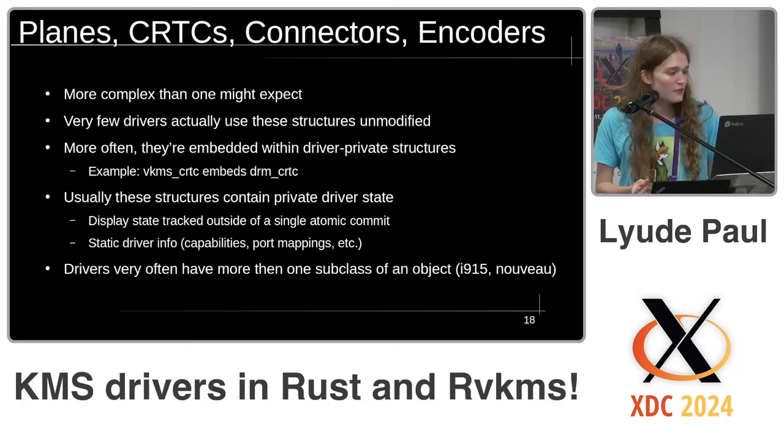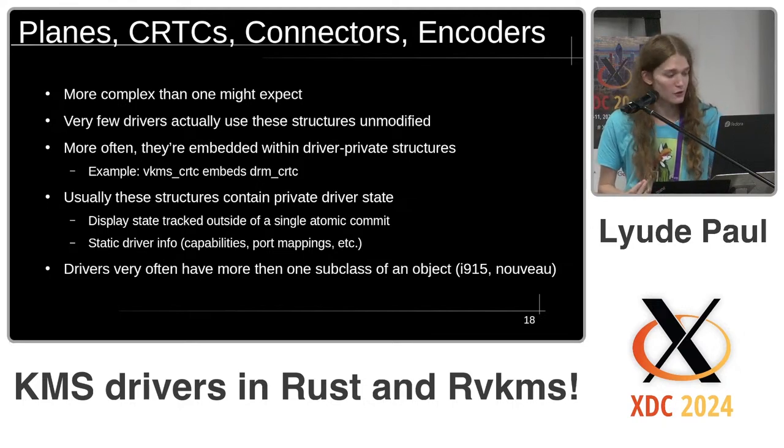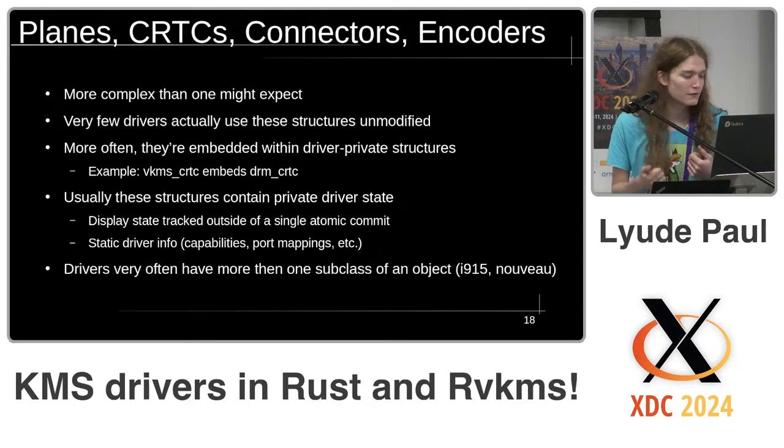Because more often these objects are embedded within driver private structures. For instance, with VKMS, we have VKMS CRTC, which implements a DRM CRTC. Usually, these additional structures contain various private driver state. So this can be display state that might need to be tracked outside of a single atomic commit. It might also be static driver information like port capabilities, port mappings, and so forth.